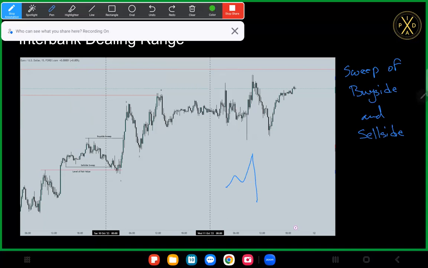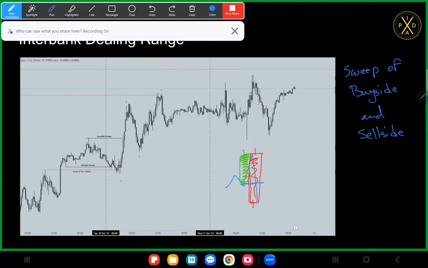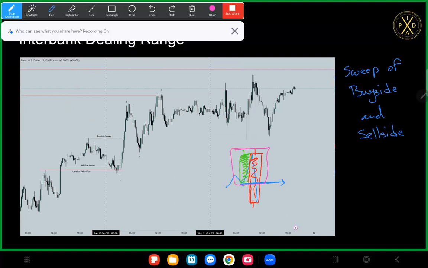Right, so let me get rid of that, and then let me highlight where the balanced price range is. So we have buy side delivery, and then we have sell side delivery down into here. And then that creates a balanced price range. So when we have a balanced price range, we are efficient, right? So this pink area of price is efficiently traded, right? So this area has both buy side and sell side delivery that's been offered at this level.